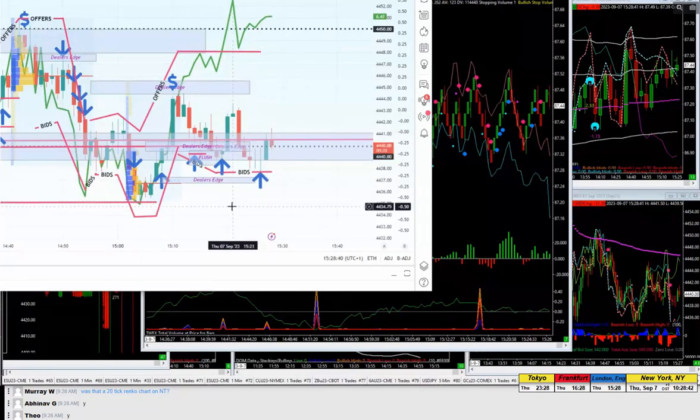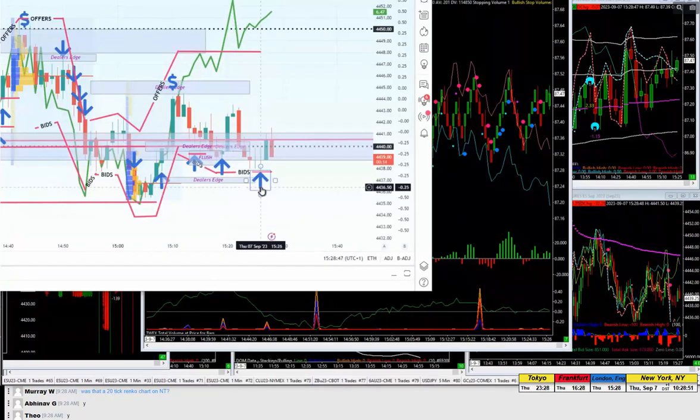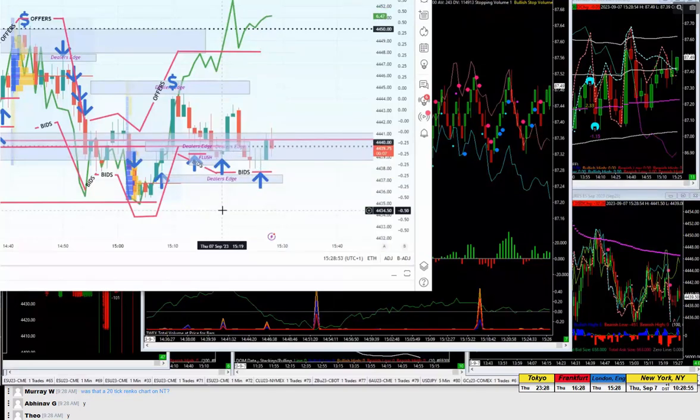Boom. Straight off your firmed bid price, guys. Straight off that dealer's edge price area. And that's how easy it can be. Do you want the dealer's trade?